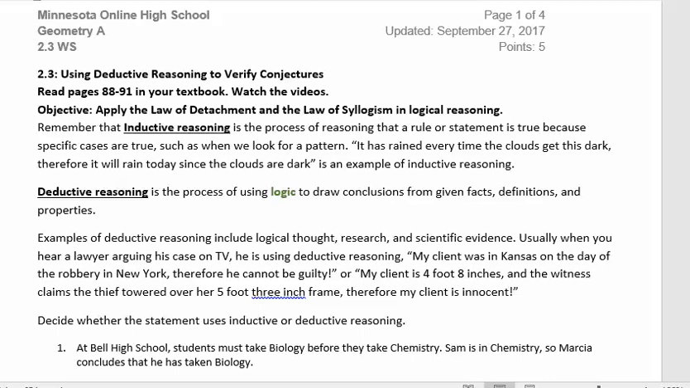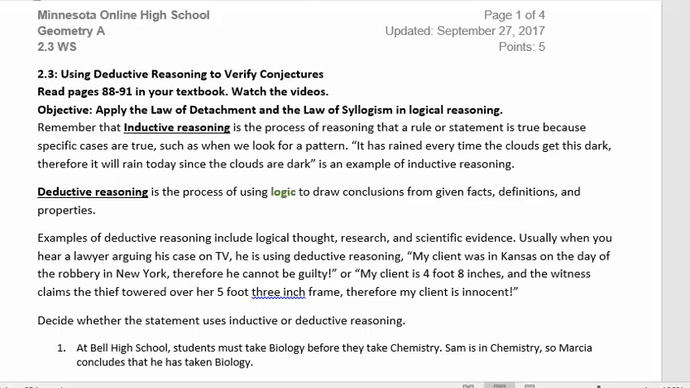And our objectives today are to apply the law of detachment and the law of syllogism. These are two types of deductive reasoning that we're going to learn about. This is called logical reasoning. It's how to argue and make sense.